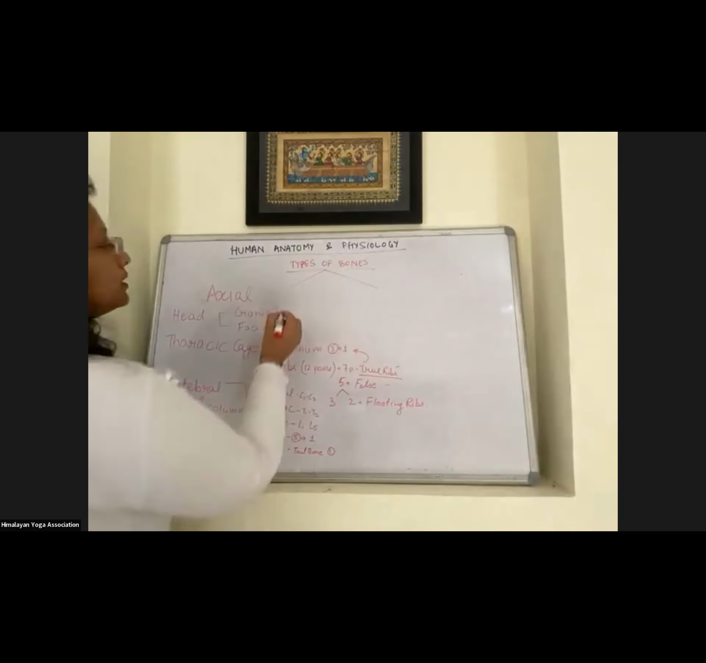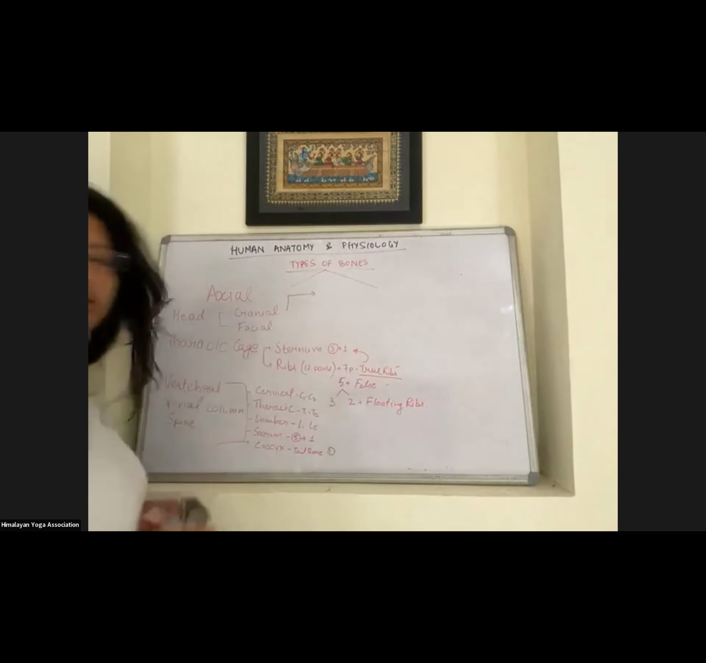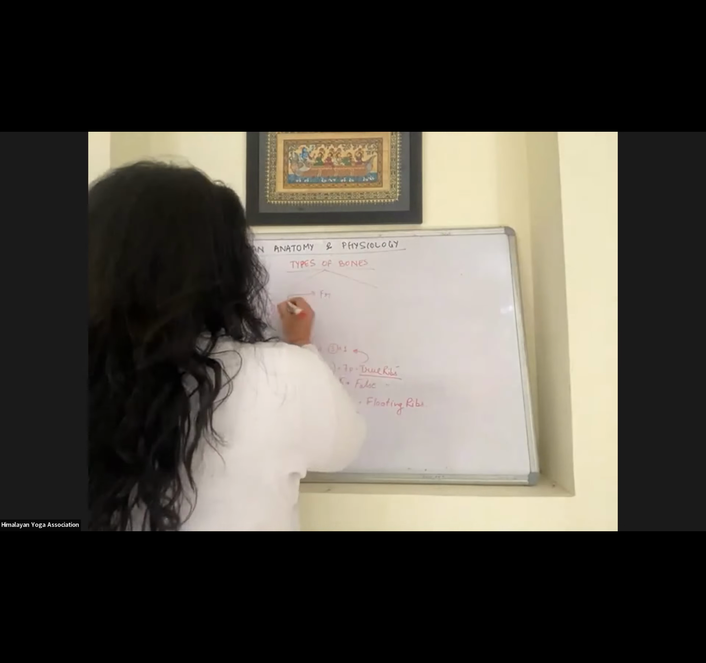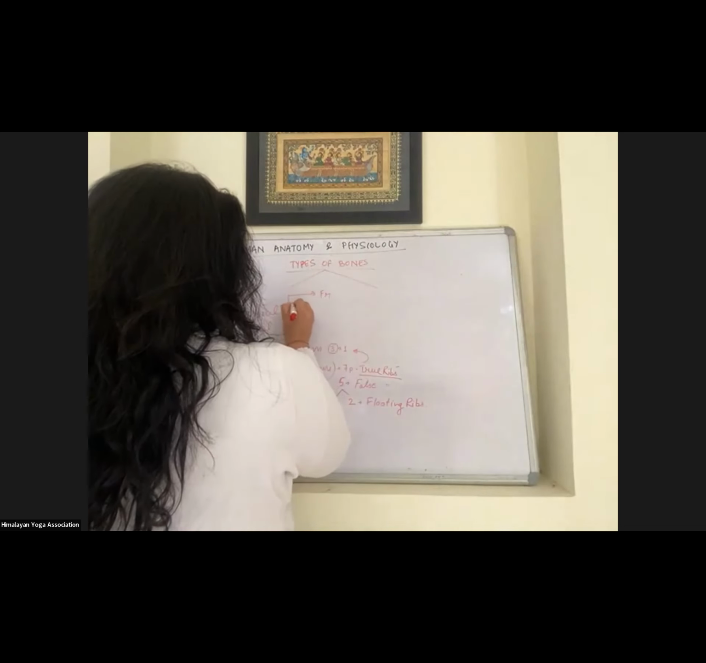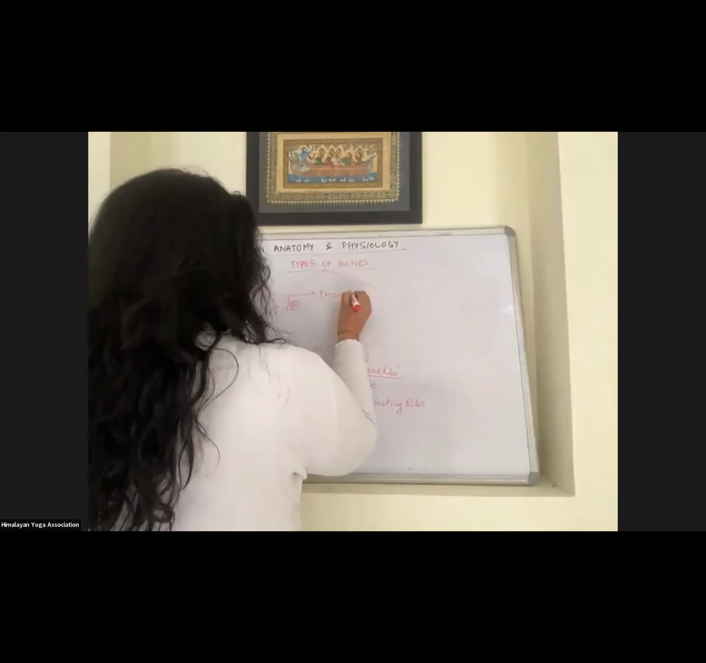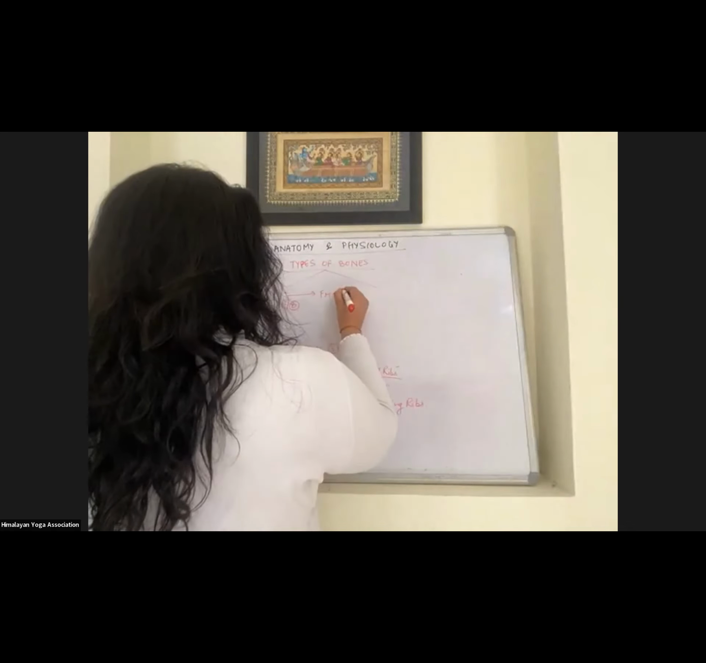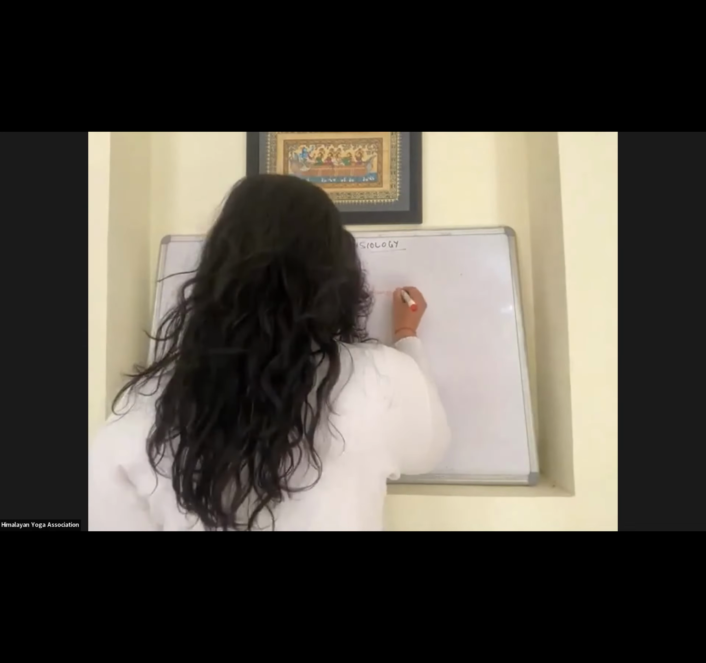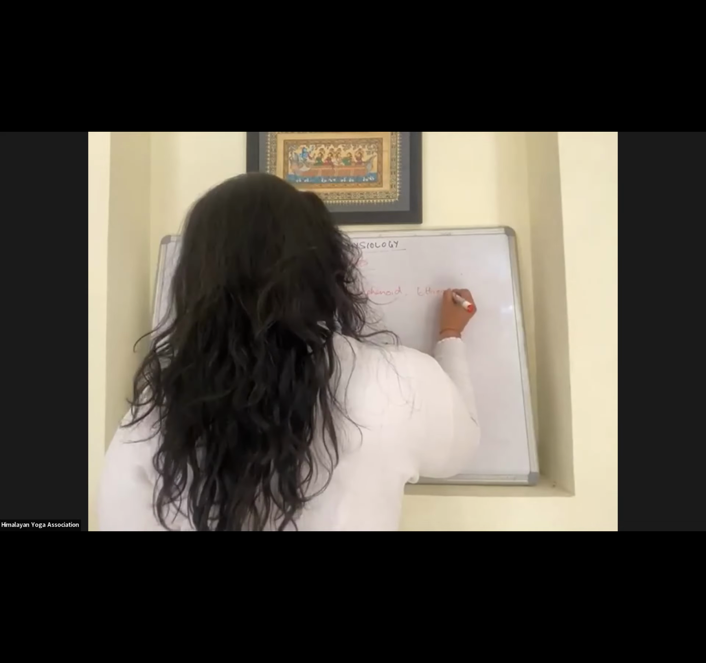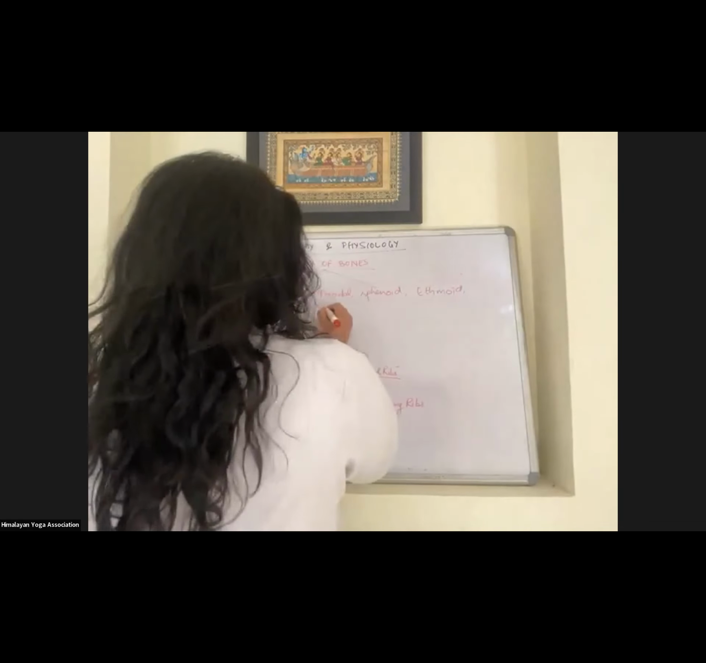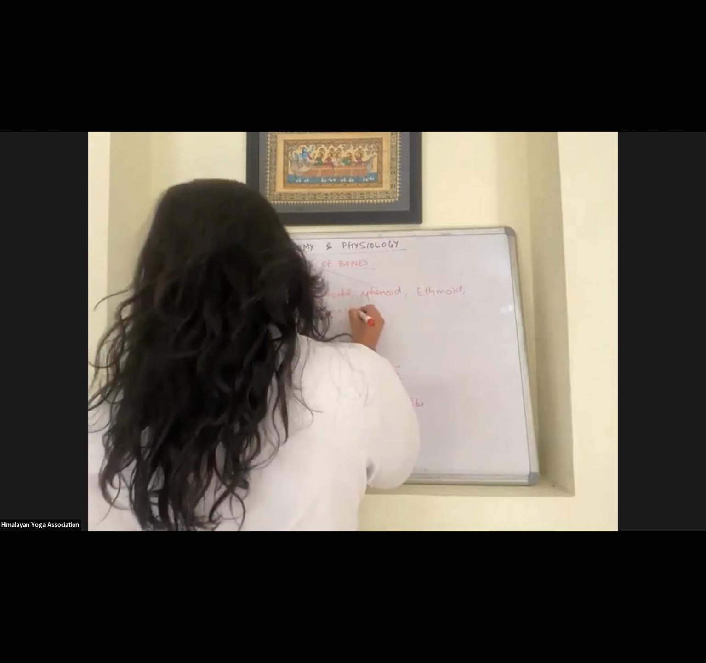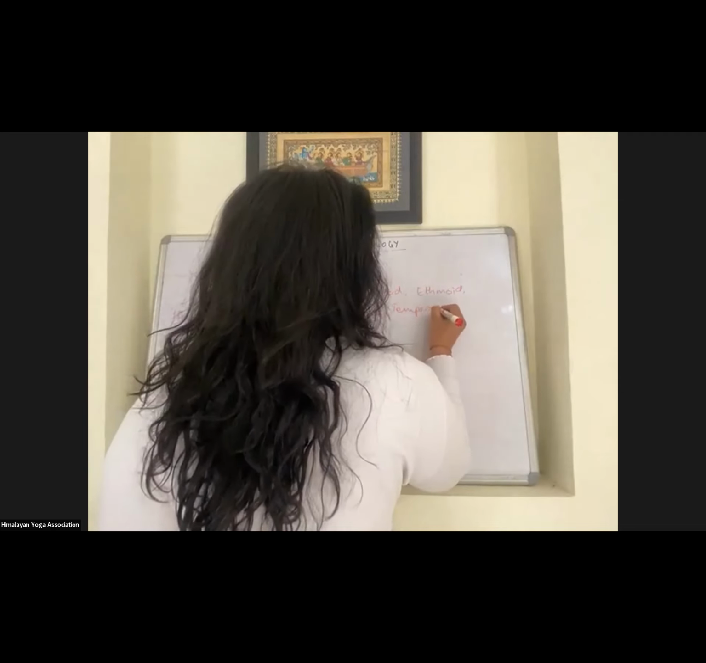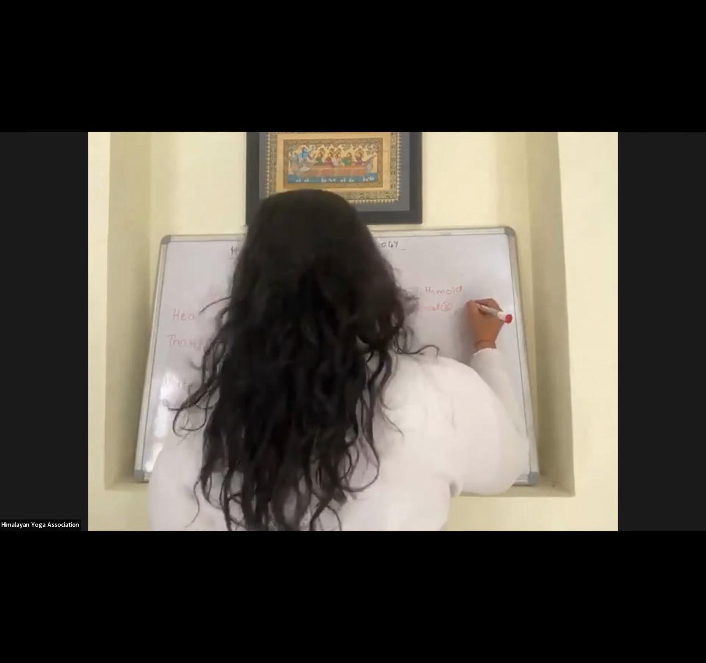So let's study the cranial bones. In cranial bones, the total number is 8. Frontal, sphenoid, ethmoid, parietal, 2 in number, then temporal, again 2 in number, and last we have occipital.